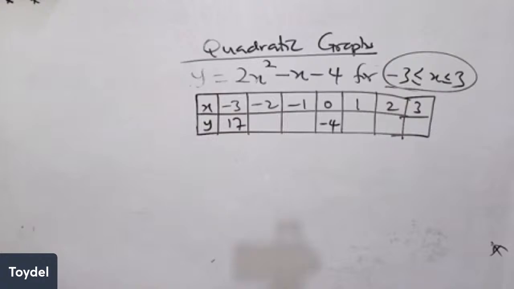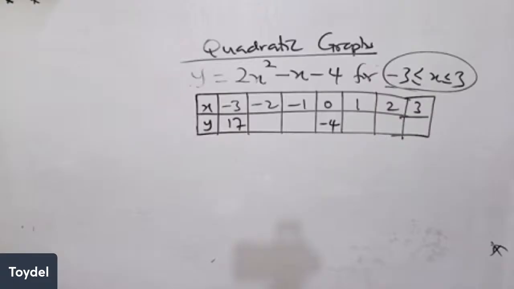Then the B part of the question says: using a scale of 2 centimeters to 1 unit on the x-axis and 2 centimeters to 2 units on the y-axis, draw the graph. Before you can draw the graph, we must complete this table. Once we complete this table, then we go ahead and draw the graph.